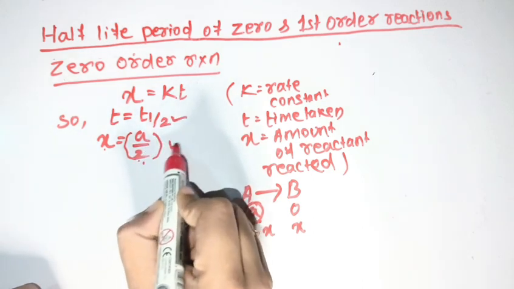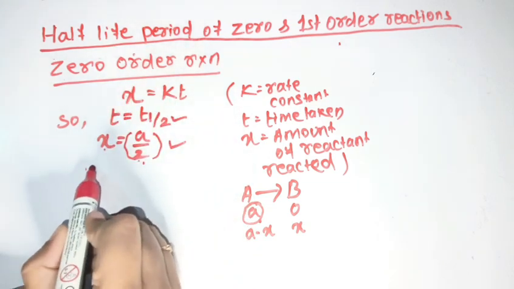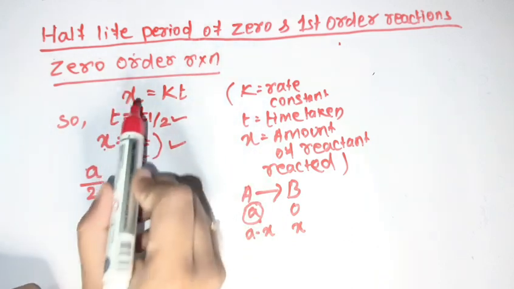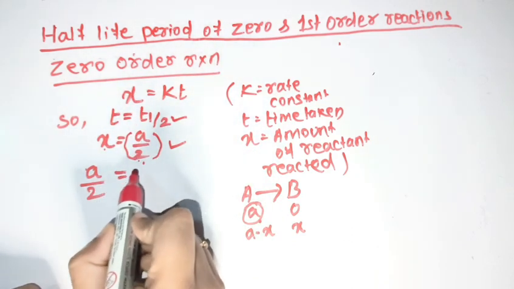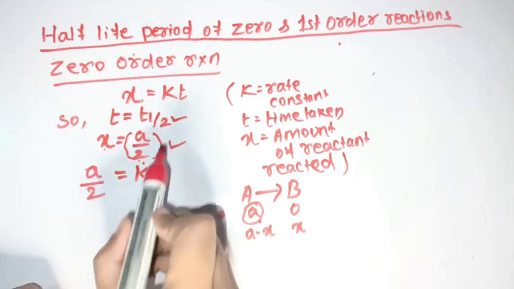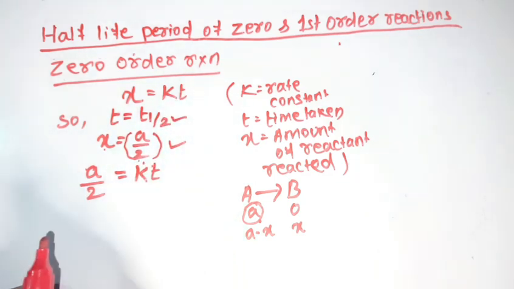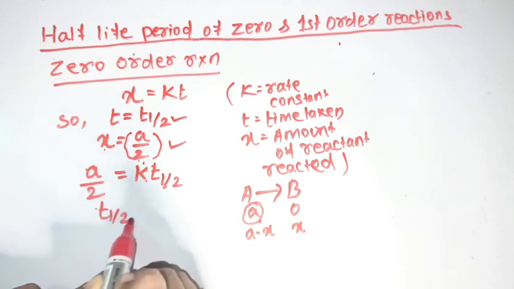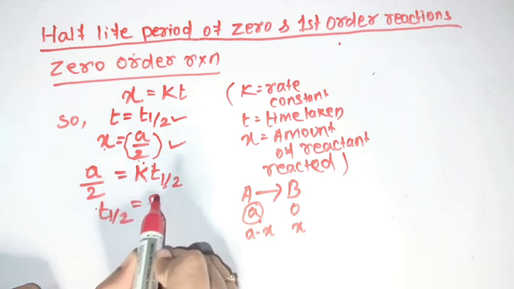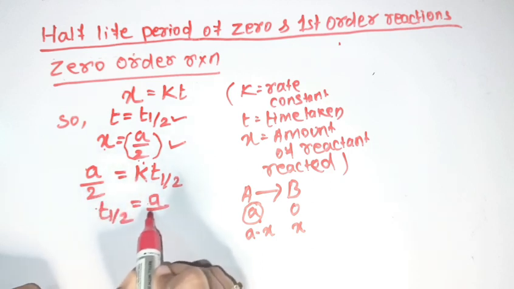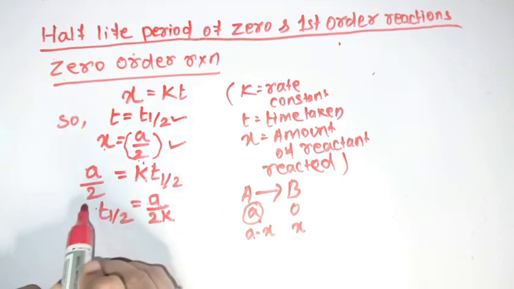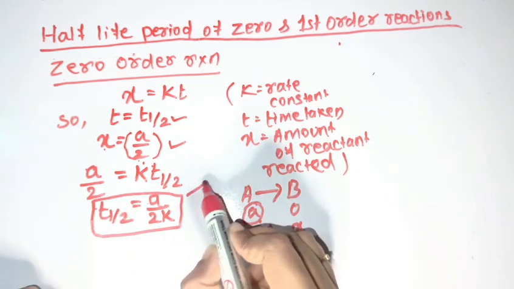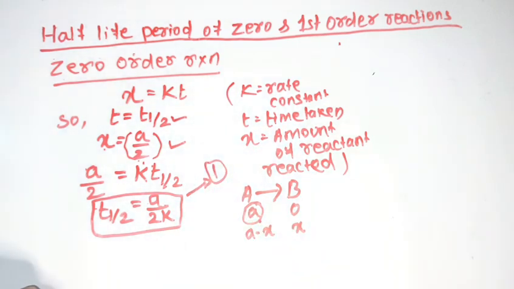Now putting these two values here, we put a by 2 in place of x, k remains as it is, t half. So t half for zero order reaction will be a by 2k. This is the equation of half-life period for zero order reaction.